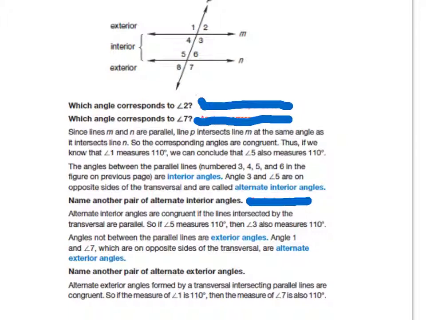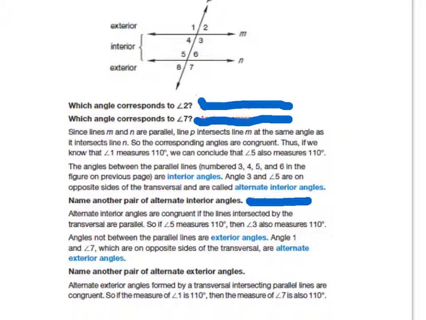Since lines M and N are parallel and line P intersects line M at the same angle as it intersects line N, the corresponding angles are what we call congruent. Congruent is a geometry term, and it means that they sort of match up, okay? Thus, if we know that angle number 1 measures 110, we can also firmly conclude that angle number 5 also measures 110 because they're congruent, because they correspond. So again, lots of vocabulary words.